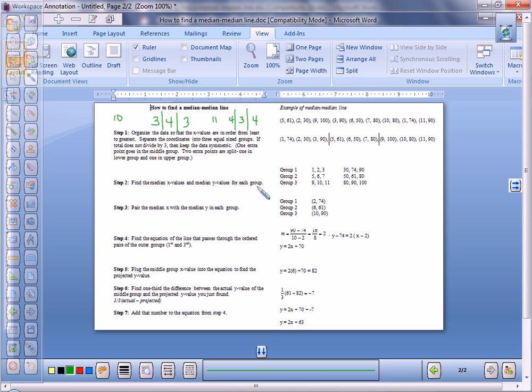So here's our group 1. I listed our x values. I listed our y values. I did that for group 2. Listed the x, listed the y. Group 3, listed the x, listed the y.